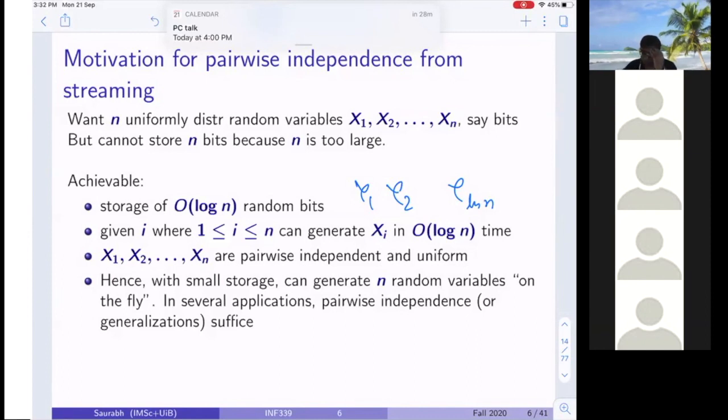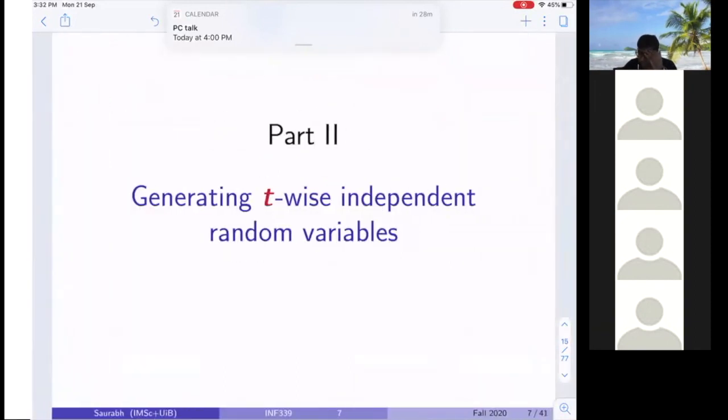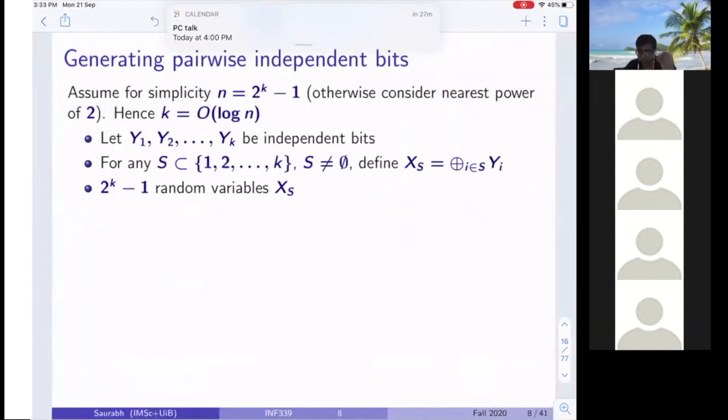So let me give you one such construction, and we will see more constructions in the next lecture. So, generating t-wise independent random variables. Here is a nice construction. Assume for simplicity that n is 2 to the power k minus 1. Otherwise, we can consider the nearest power of 2. Hence, this k is order log n.